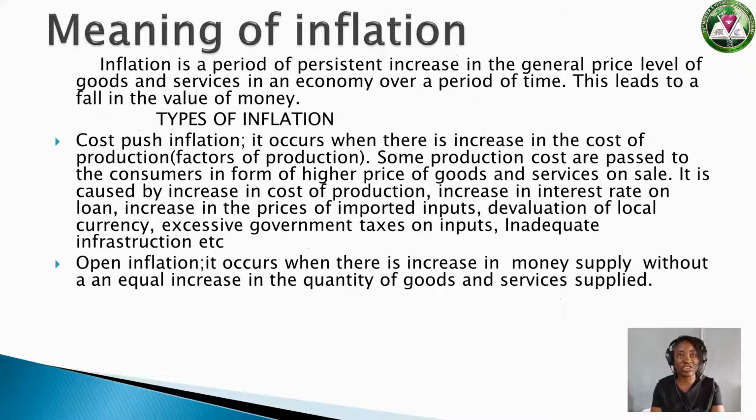Then what is inflation? When you talk about inflation, it is a period of persistent increase in the general price level of goods and services in an economy over a period of time. A period of continuous increase. It means that the increase should be what? Consistent. It is consistent, it is continuous. From 5 naira, you now have 10 naira, 15 naira, and so on and so forth. It is a period of what? Consistent increase in the general price level of goods and services in an economy over a period of time.